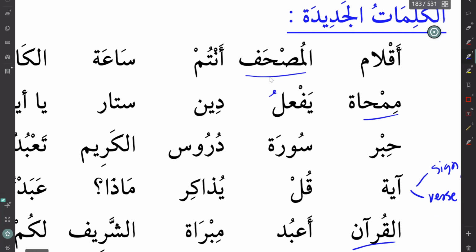Yaf'alu. Yaf'alu means what? It's present tense, he, so to do. So it would be he does or he is doing. Suratun, a surah, is a chapter of the Quran, right? A chapter of the Quran. I will just write a chapter of Quran.